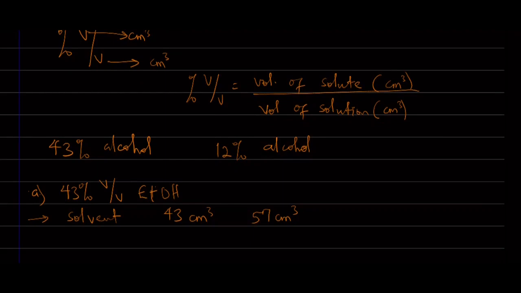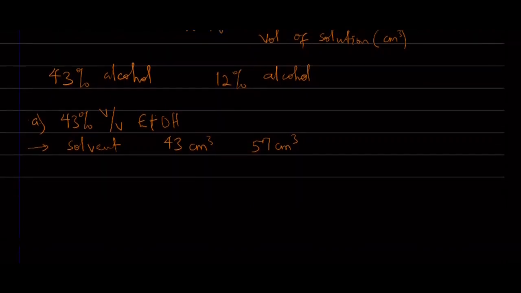We can also interpret with respect to the solution, which we can simply say that 43 centimeter cube of alcohol is present in 100 centimeter cube of the solution. So that is another percentage unit.